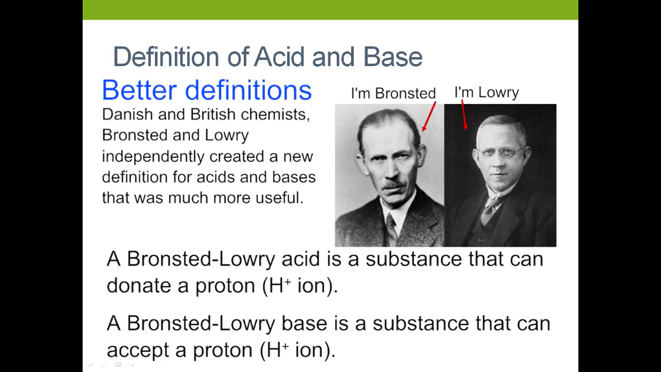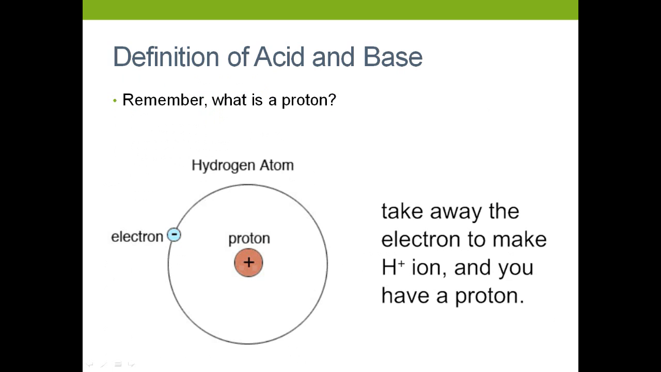Some better definitions were created by Danish and British chemists Bronsted and Lowry, who independently created a new definition for acids and bases that was much more useful. A Bronsted-Lowry acid is a substance that can donate a proton. A Bronsted-Lowry base is a substance that can accept a proton. Now, just to remember, what is a proton? Well, if we have a hydrogen atom, it has one proton and one electron. If we take away the electron to make an H+ ion, all we have left is a proton.